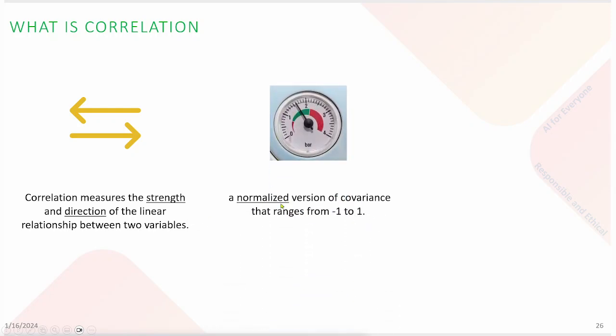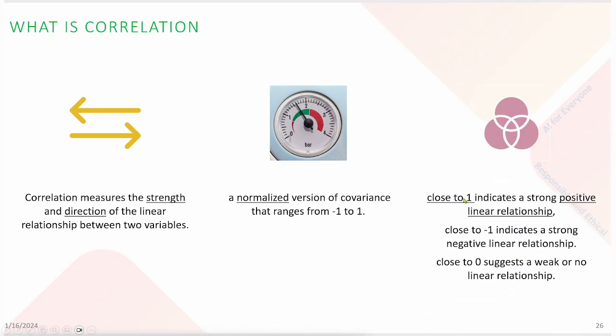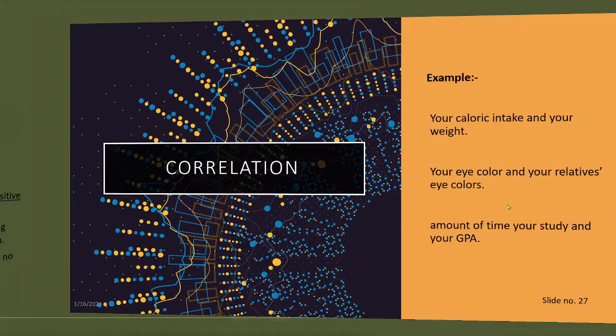So it's essentially a normalized value of covariance, and the range of value for correlation would be -1 to +1, and we'll discuss why it is -1 and +1. Close to 1 is a strong positive. Similarly, close to -1 is also strong, but in the opposite direction, which is a negative direction. Close to 0 is a weak or no correlation. In fact, close to zero, plus and minus 0.4, indicates a very weak correlation.